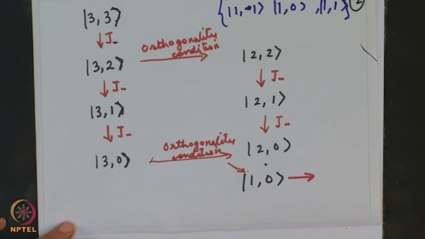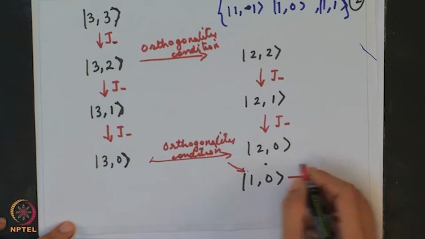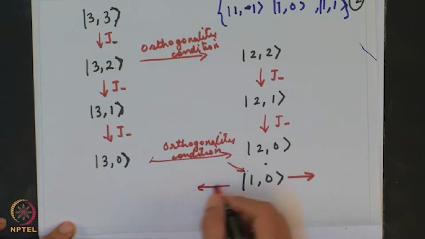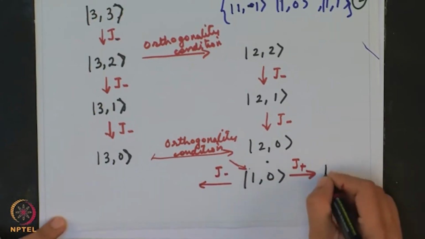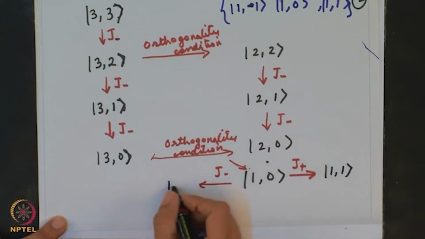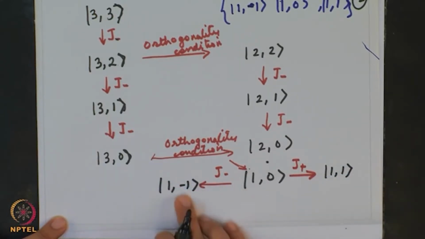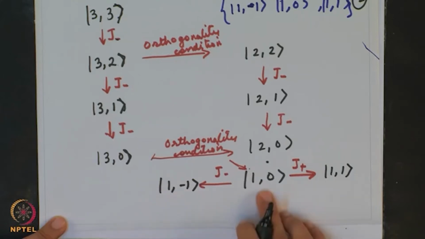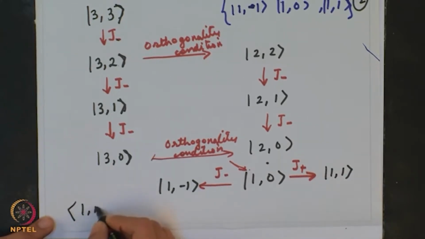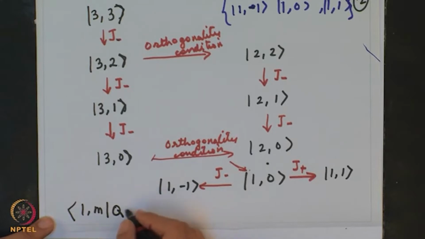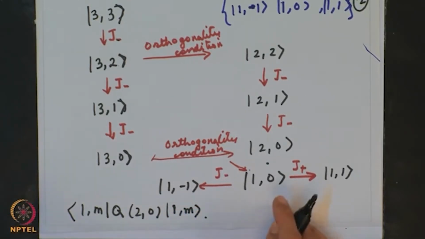The other way would be to start from 0, 0 and go up to the 1, 1 state. So, I can go in 2 ways. I apply a J plus or I apply a J minus. When I apply a J plus, I obtain the 1, 1 state. If I go backwards, I obtain the 1 minus 1 state. So, once you obtain the 1 minus 1 state, the 1 0 and the 1 1 state, you have to find out this quantity 1 m q and 2 comma 0 and 1 comma m. Okay.